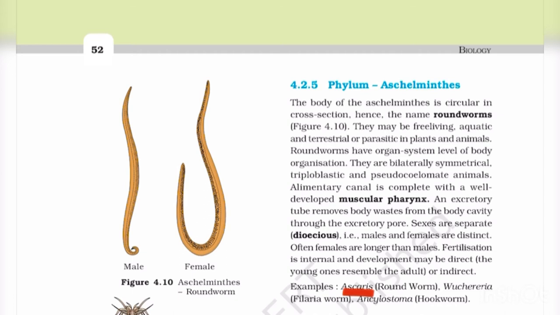Sexes are separate, dioecious, i.e., males and females are distinct. Often females are longer than males. Fertilization is internal and development may be direct, the young ones resemble the adult, or indirect. Examples: Ascaris, roundworm, Wuchereria, filaria worm, and Ancylostoma, hookworm.